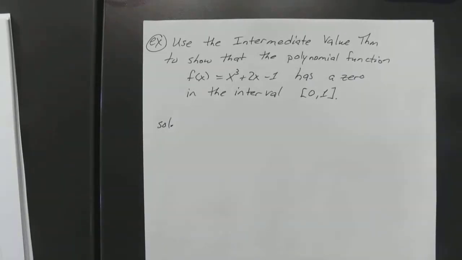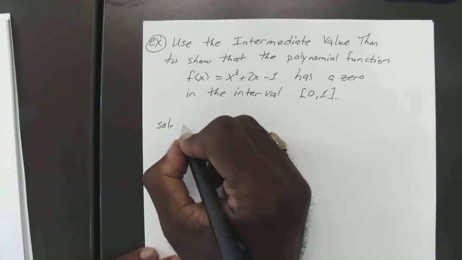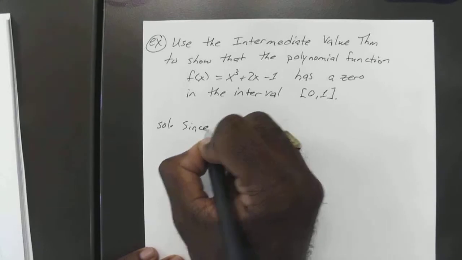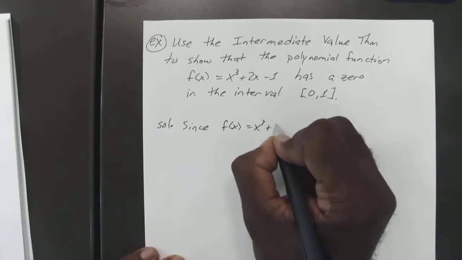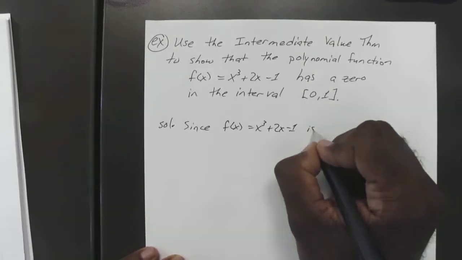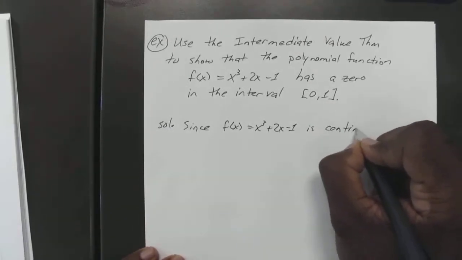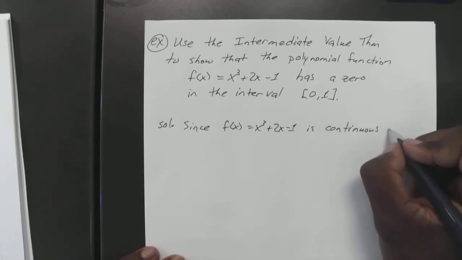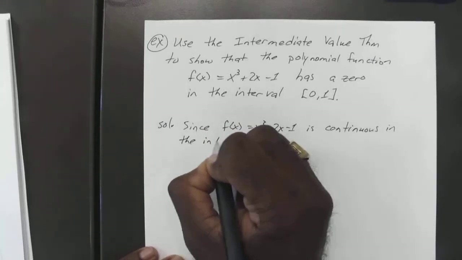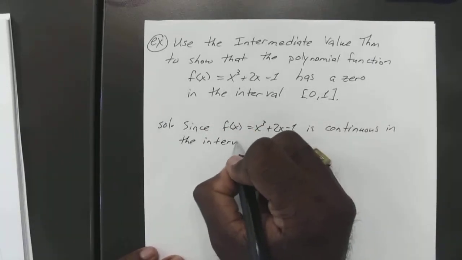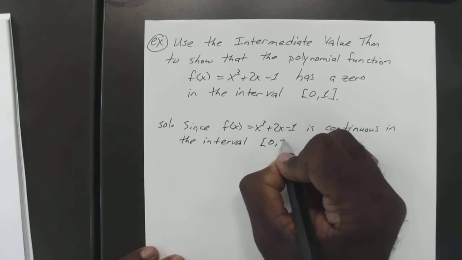Now we know f of x is continuous because no matter what value of x you plug in between 0 and 1, it exists. There's no zero denominators, no negative square roots, none of that. So we know it's continuous. I should say, in the interval 0, 1.